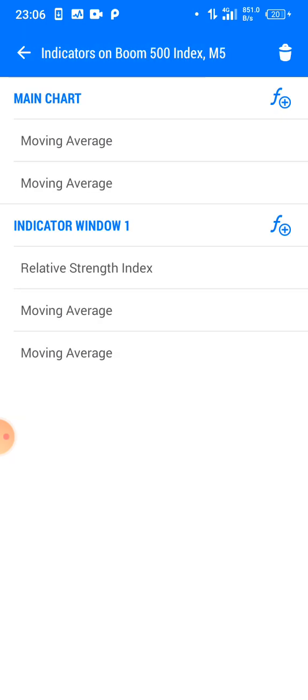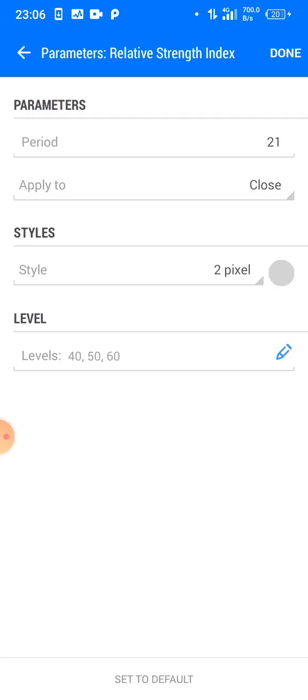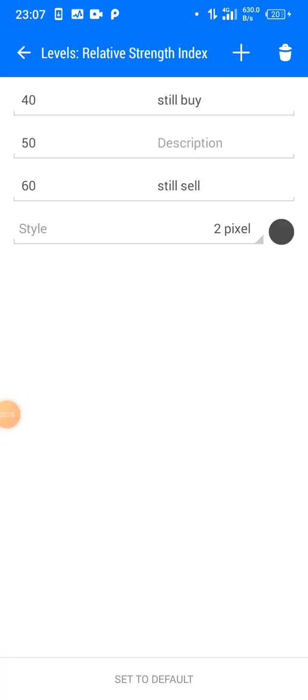Then click done. Firstly, you select the RSI, the relative strength index. After selecting the relative strength index, make sure you get this right. The period is going to be 21, apply to close. Color, choose gray or the color of your background. And then after that, you add levels. Click where it says levels over here. For the levels, we're going to be using level 40, level 50, and level 60.